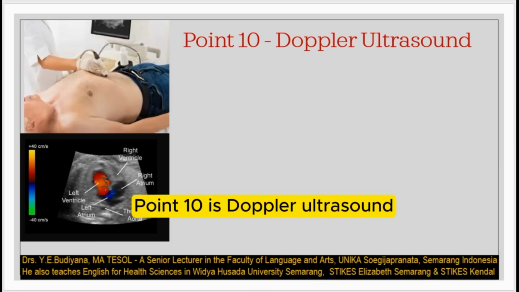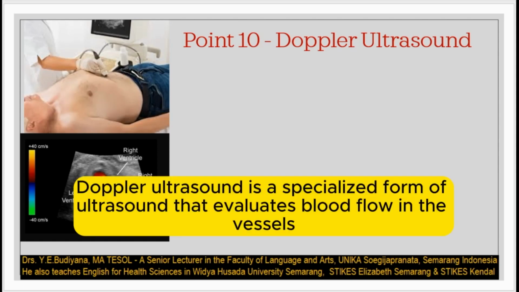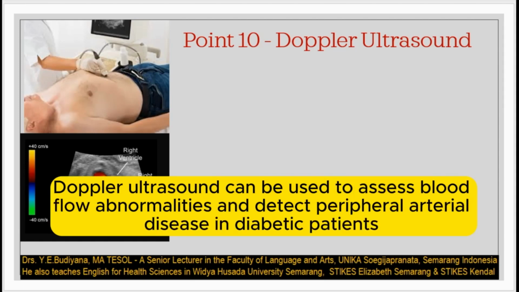Point 10 is Doppler ultrasound. Doppler ultrasound is a specialized form of ultrasound that evaluates blood flow in the vessels. Doppler ultrasound can be used to assess blood flow abnormalities and detect peripheral arterial disease in diabetic patients.